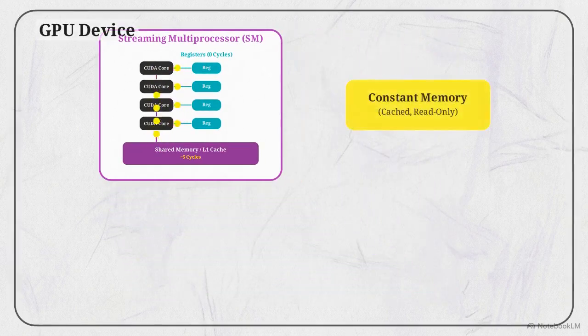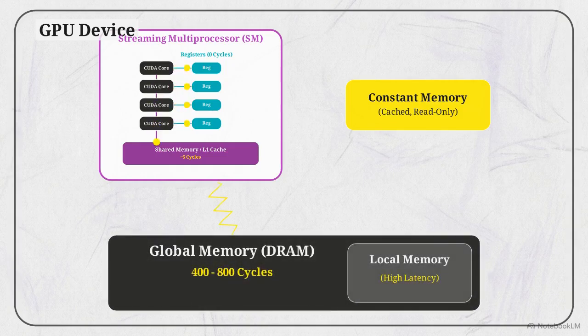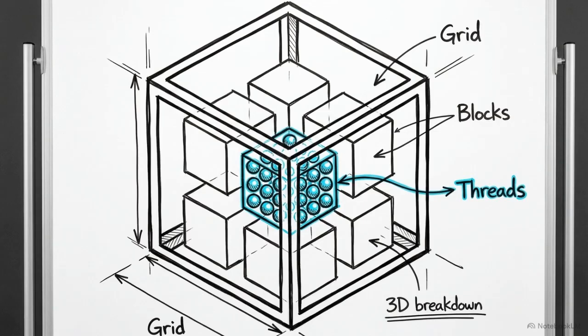Constant memory is read-only and cached, while global and local DRAM suffer from massive latencies, taking up to 800 clock cycles to retrieve a single array value. To map software onto this hardware, CUDA uses a 3-level hierarchy. The overall execution grid contains multiple thread blocks, and each block contains individual threads.